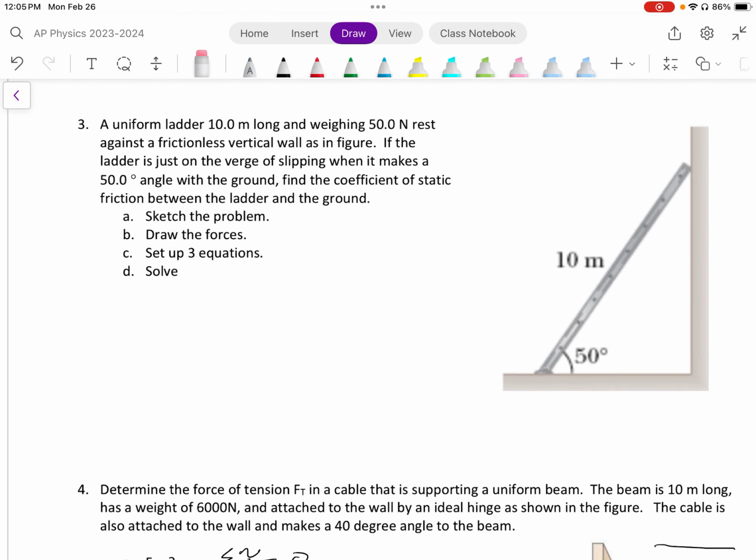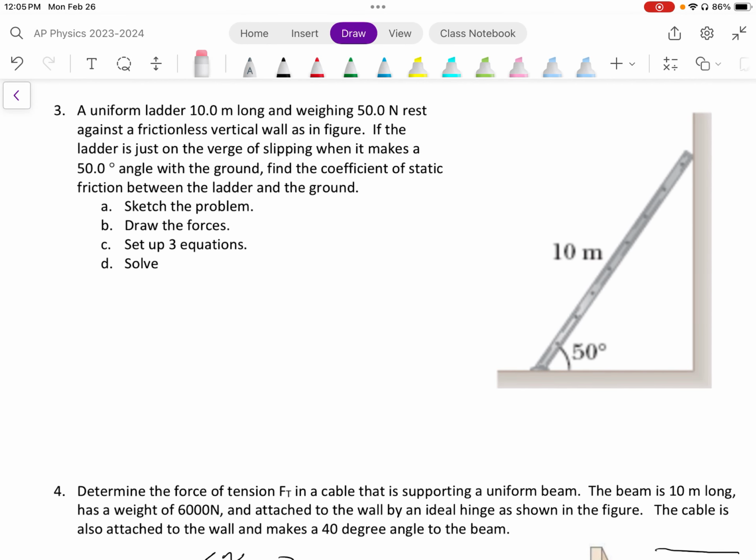This is part two of my lecture notes for mechanical equilibrium. We have two problems to work that will be used to apply the concepts of mechanical equilibrium to two difficult or more challenging problems.